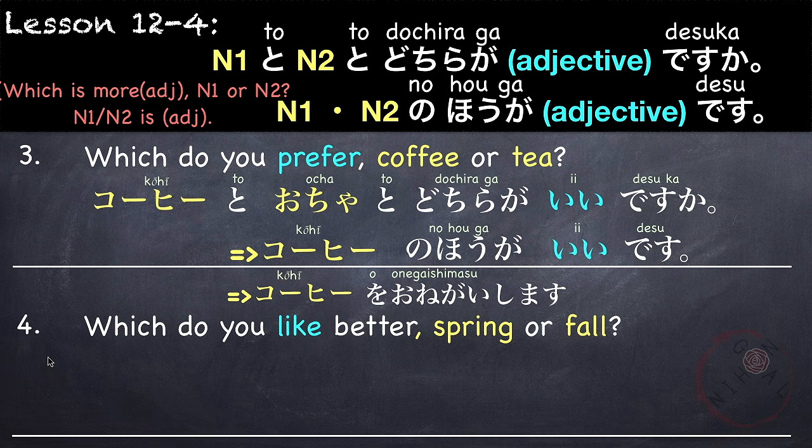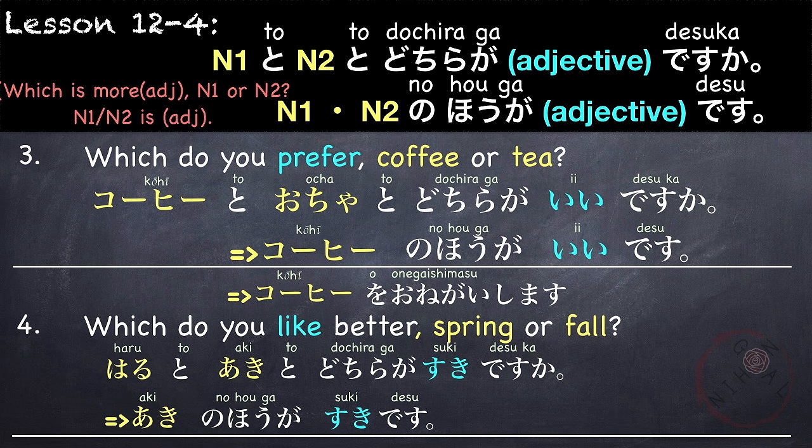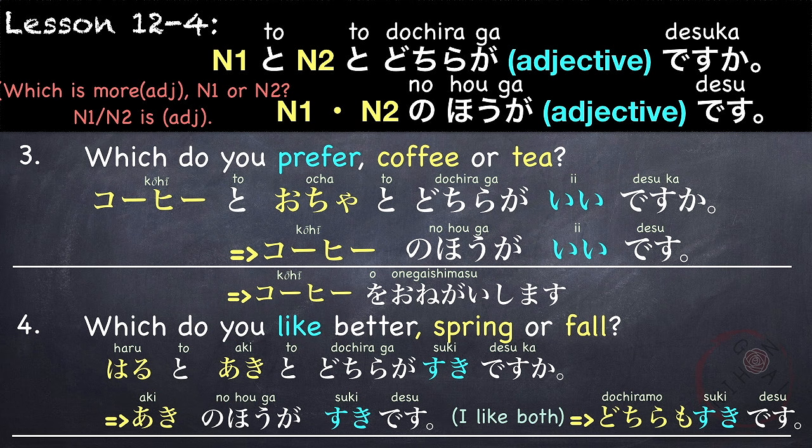Last example, which do you like better, spring or fall? So spring is 春, 春と秋とどちらが好きですか? For example, I like 秋, or I like fall better than spring. 秋の方が好きです。Or if you want to say I like both, I like 春 and 秋, we can say どちらも。どちらも means both. どちらも好きです。I like both.